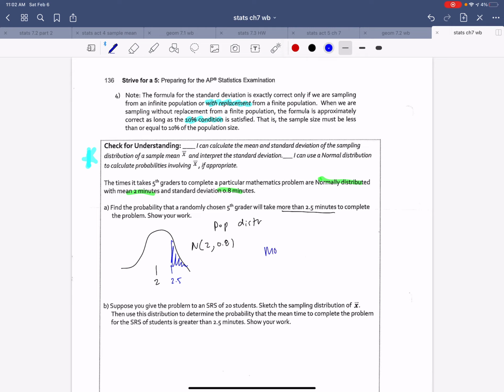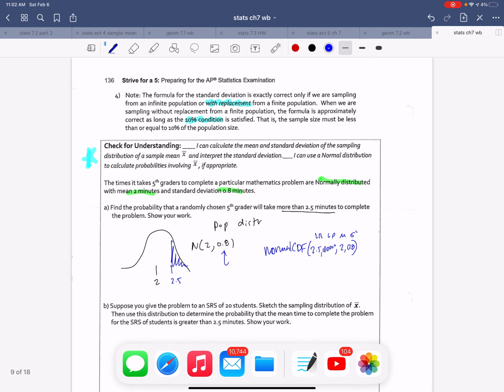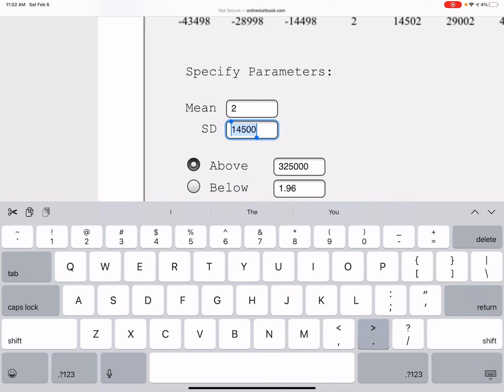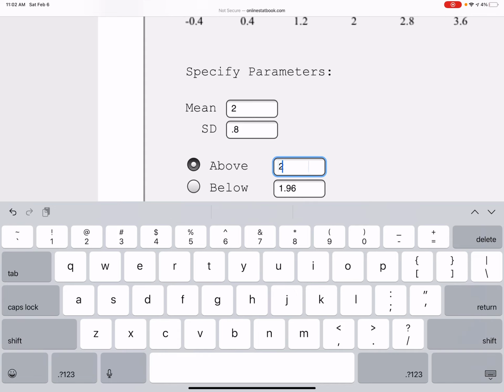So this would be normal CDF, with my lower bound, upper bound, mean, and standard deviation. Lower bound is 2.5, upper bound would be a really big number. Mean is 2 and standard deviation there. Notice I didn't divide it by the square root of n because I'm not taking a sample here. This is my population distribution, not my sampling distribution. So I want 2, 0.8, and 2.5.